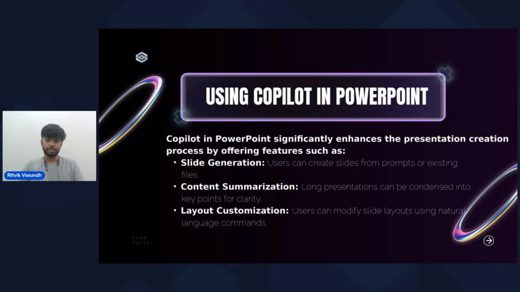Now, the condensed summarization: the long presentation can be condensed into key points for clarity. Exactly what my point was. Like I just said, the TXT file can be converted to bullet points and presentations in the previous slides. So that's where this also comes in. You can use the same slides or the same bullet points as a PowerPoint. The same txt file which is being converted to bullet points is now being converted to slides. That's how the content summarization is being done.